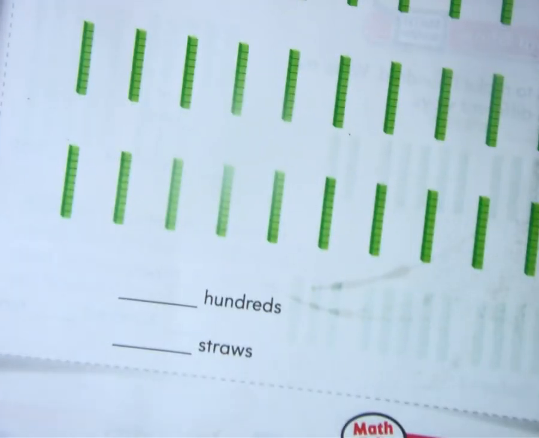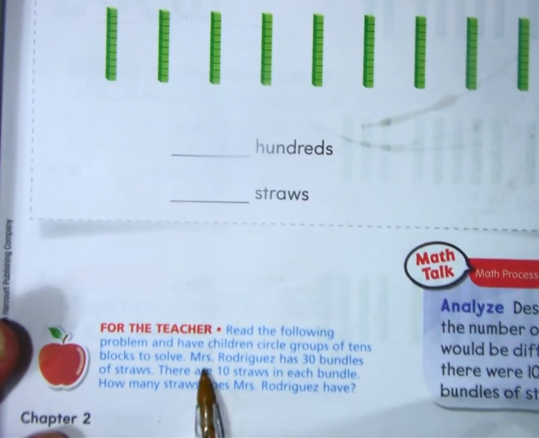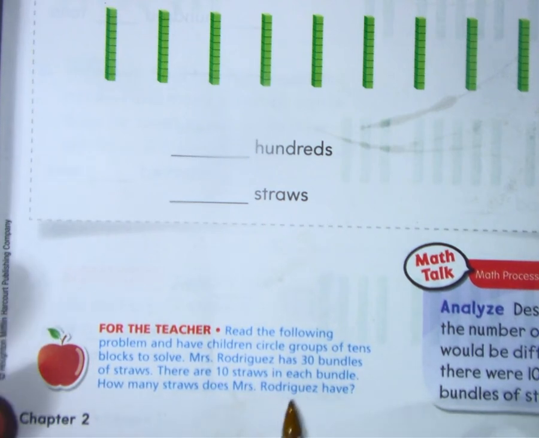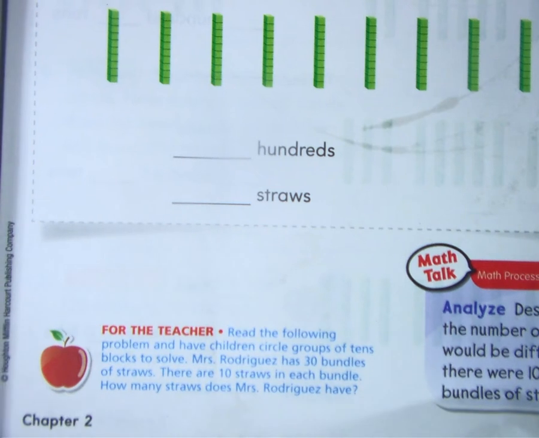Now at the bottom it says this. I'm reading this at the very bottom. It's a little hard for you guys to see. Mrs. Rodriguez has 30 bundles of straws. There are 10 straws in each bundle. How many straws does Mrs. Rodriguez have? La señora Rodriguez tiene 30 atados de pajillas. Hay 10 pajillas en cada atado. ¿Cuántas pajillas tiene la señora Rodriguez?